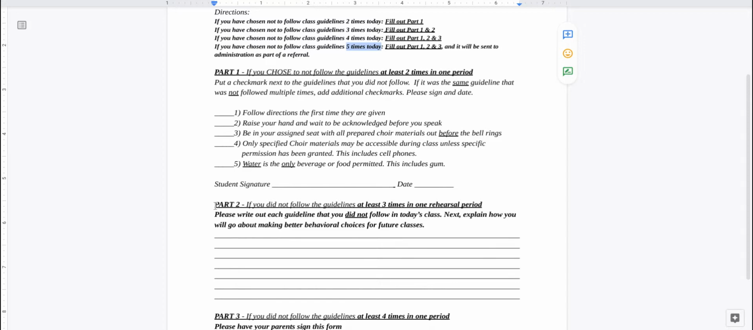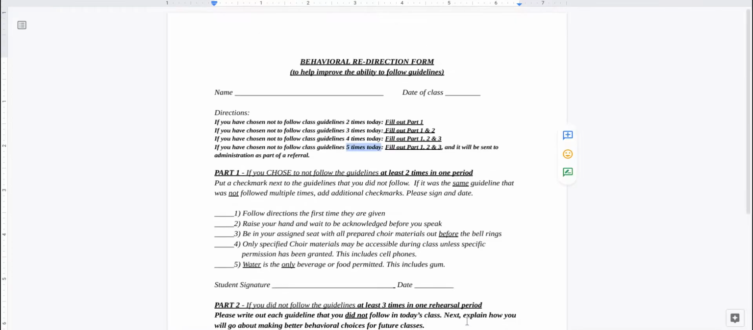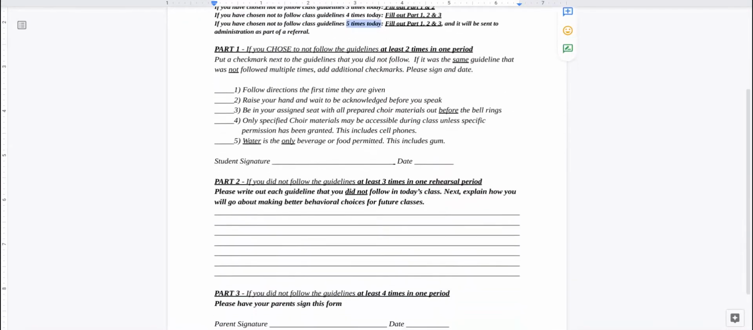So I believe that when an administrator sees something like this, they will know that we're doing our part and we're not just bringing any random student to them, because we don't want to be doing that. We want to involve administration as little as possible.